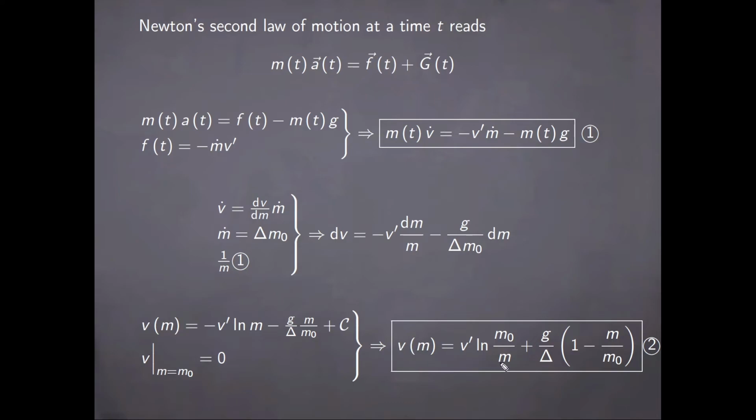mass, where once again m is the mass at a given time, m0 is the initial mass of the system, v prime is the velocity of the gases escaping from the rocket's tail, g is the gravitational acceleration, which is assumed to be constant, and delta is the constant rate of mass loss per unit time.